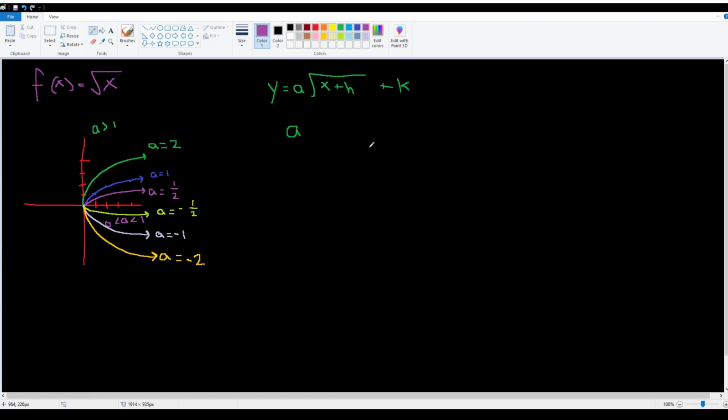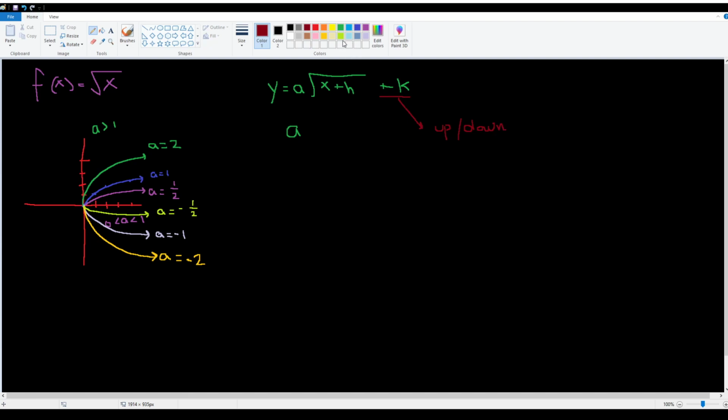The next thing that we look at is the k. K is going to determine how many units up or down I move this entire graph. That is again dependent upon what the number is. If k was something like -2, then it's going to go down 2 units. If k was +3, it'll move it up 3 units. So if k is positive, it moves up. If k is negative, it moves down.